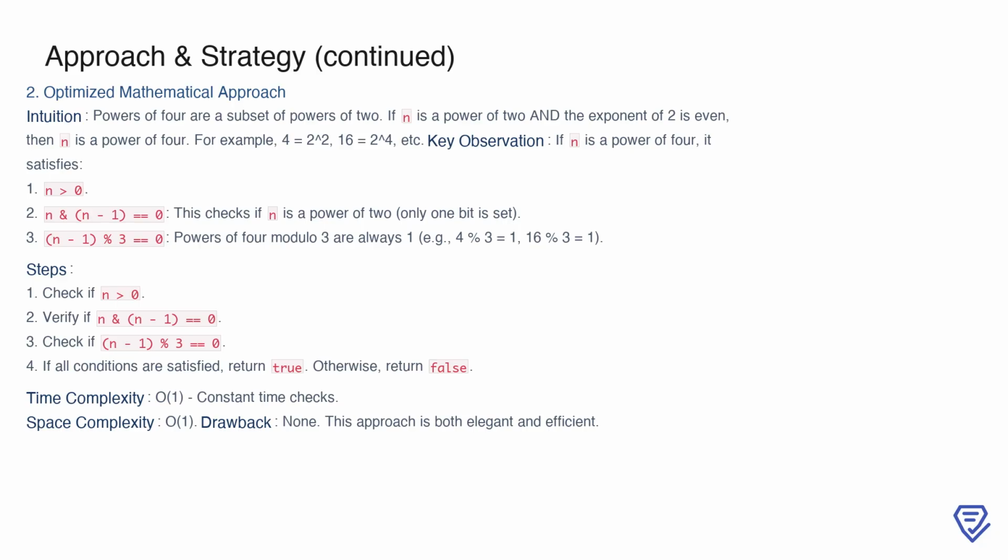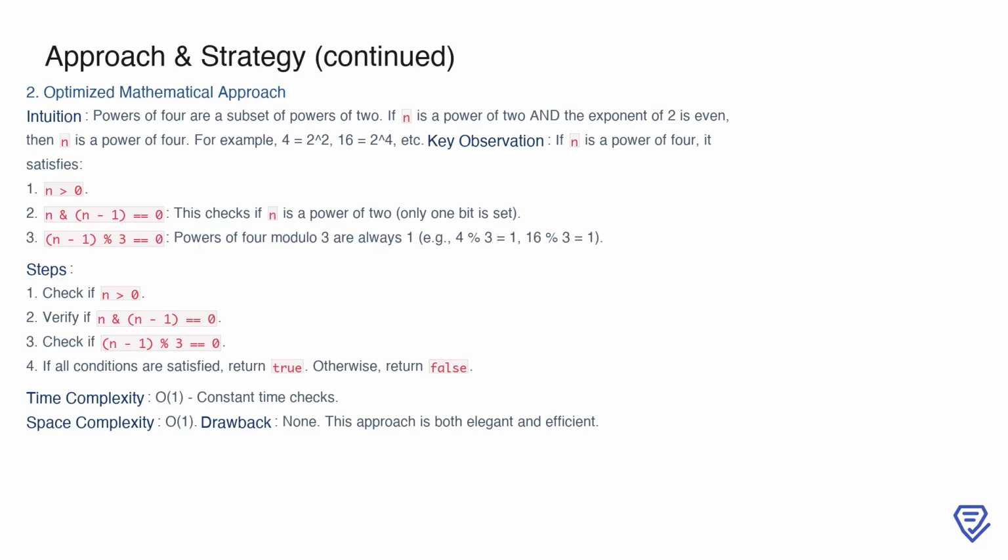Using this observation, we can define 3 conditions that must all be satisfied. First, the number must be greater than 0. Second, the number must be a power of 2, which we can check using the bitwise operation n & (n-1) equals 0. This ensures that only one bit is set in the number's binary representation. Finally, the number minus 1 must be divisible by 3, as all powers of 4 leave a remainder of 1 when divided by 3.